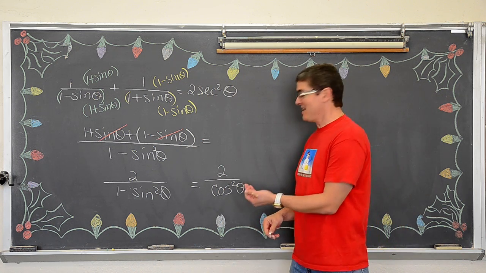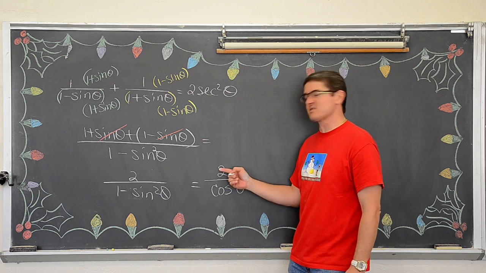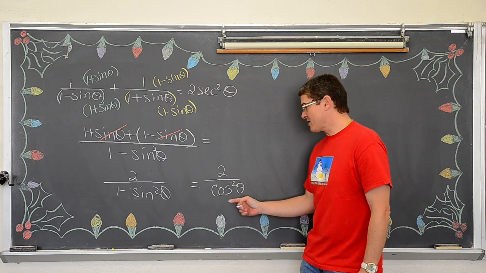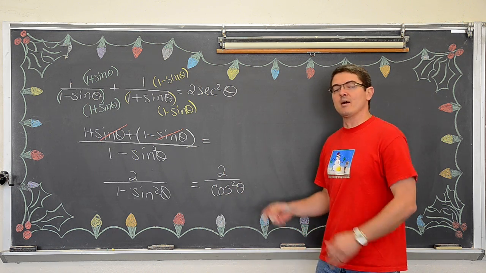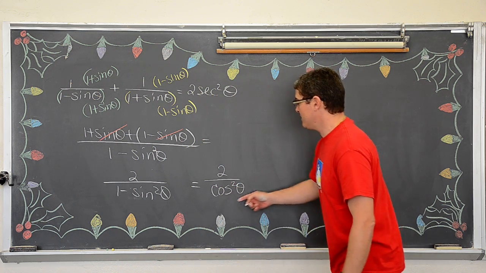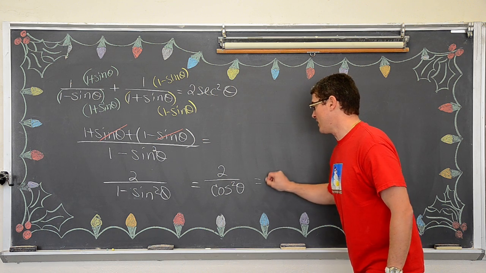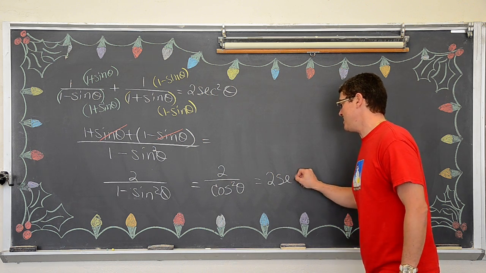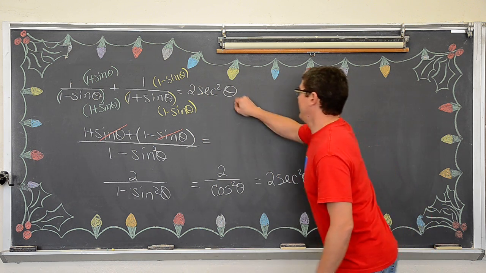And we're just about done. 1 over cosine, well this is a 2, but if I bring the cosine squared function up, or if I remember that 1 over cosine equals secant, then I can bring the cosine squared function up and write 2 times the secant squared theta, and bam!